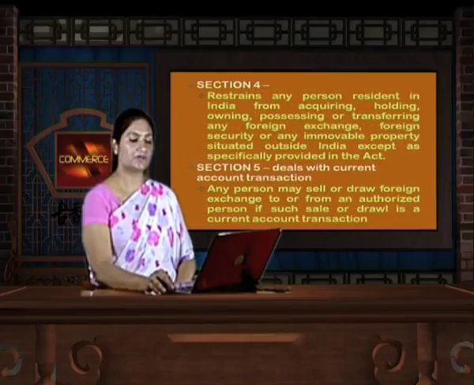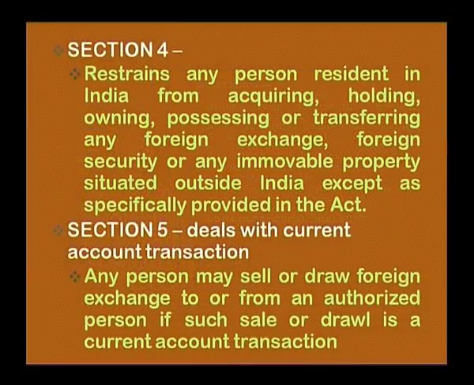Let us study section 4. Section 4 restrains any person resident in India from acquiring, holding, owning, possessing or transferring any foreign exchange, foreign security or any immovable property situated outside India except as specifically provided in the Act. Whereas section 5 deals with the current account transaction, it says any person may sell or draw foreign exchange to or from an authorized person if such sale or drawal is a current account transaction.